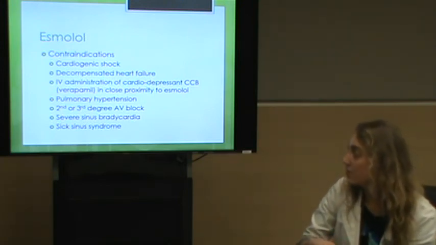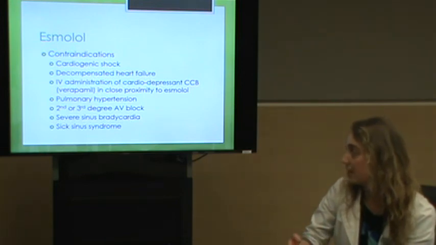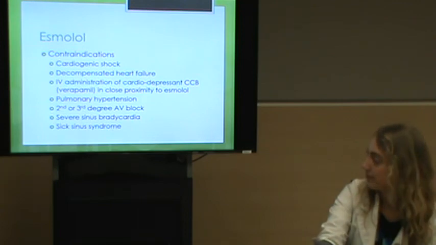Another contraindication is pulmonary hypertension, if they have the 2nd or 3rd degree heart block, severe sinus brady, or sick sinus syndrome.